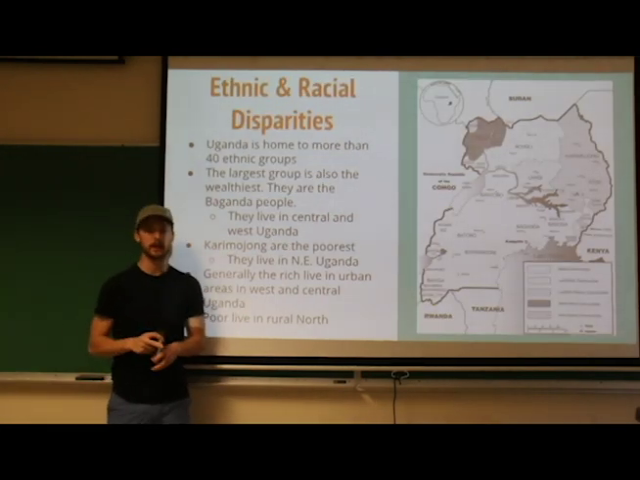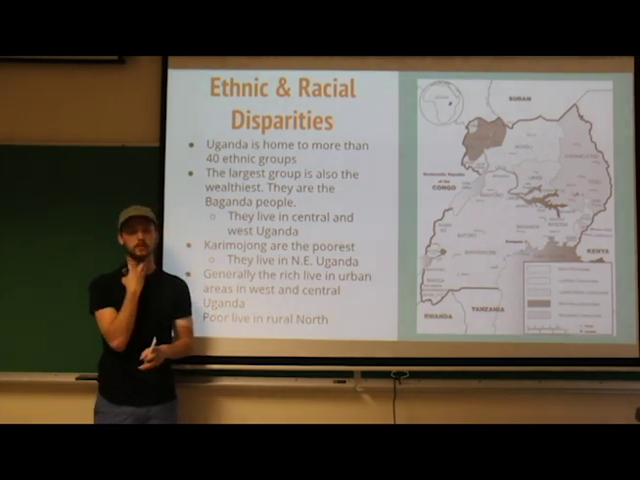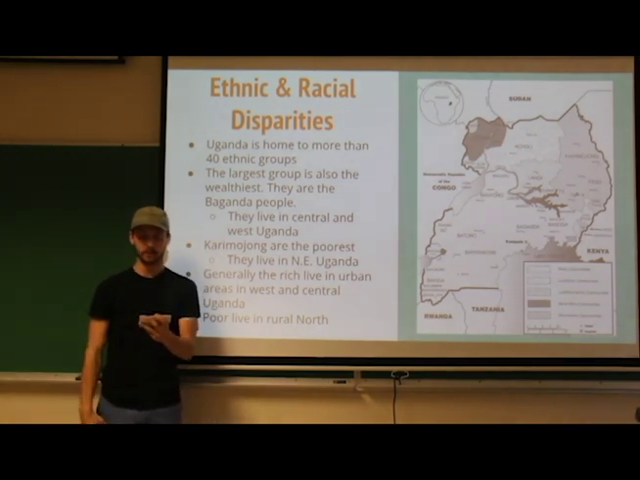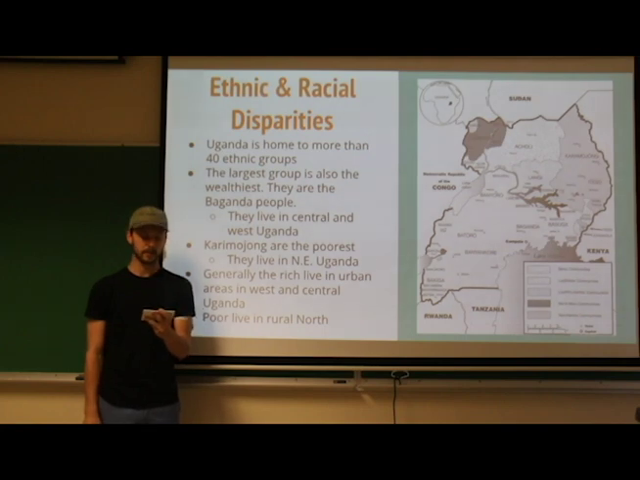Lucie mentioned a little bit about the ethnic groups within Uganda, and I'm just going to elaborate on them a little bit more. There are over 40 different ethnic groups in Uganda. The largest group is the Baganda people. The Baganda people are also the wealthiest overall, and they're located mostly in central and western Uganda. The poorest ethnic group in Uganda is the Karimajong people, and they're mostly located in northeastern Uganda, which is an overall rural area.